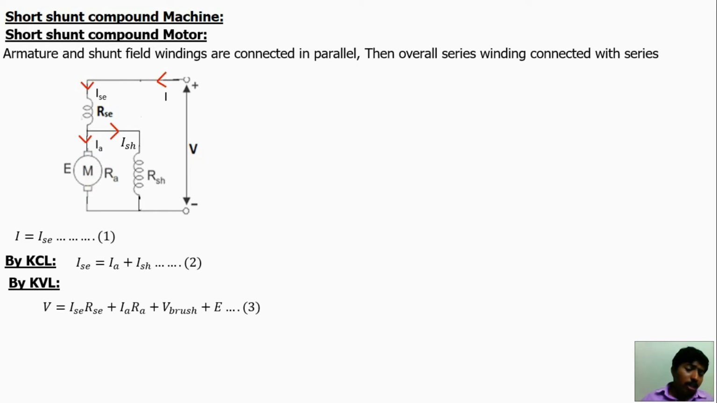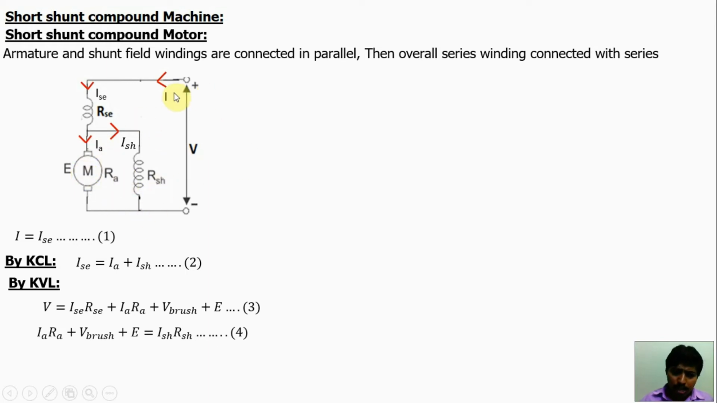The motor has armature resistance drop, brush drop, and induced voltage E. Now apply Kirchhoff's voltage law for this loop. The armature and shunt are both in parallel, so this drop is equal to this drop. So we may write IaRa plus V brush plus E is equal to this drop, Ish Rsh.